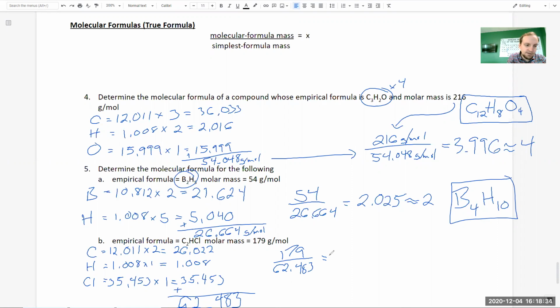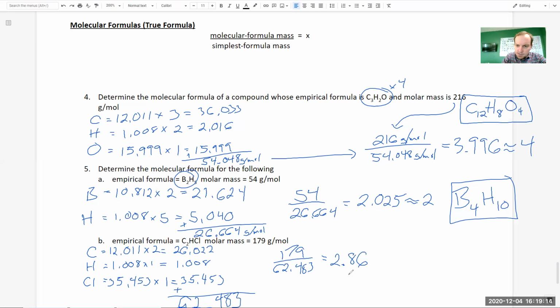179 divided by 62.483. And I get, it doesn't work out quite as nicely, does it? It comes out to be 2.86. That's not quite ideal. That's not as close to 3 as I would like it to be. Yep, that's the right answer. I just double checked.